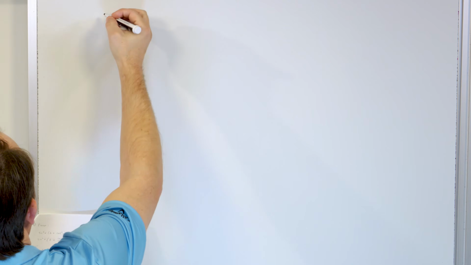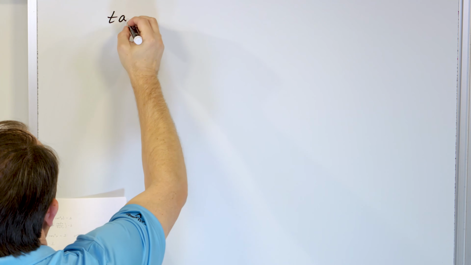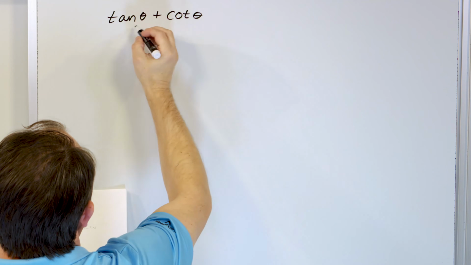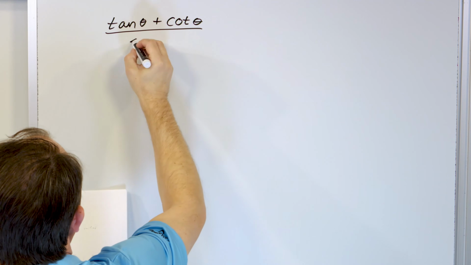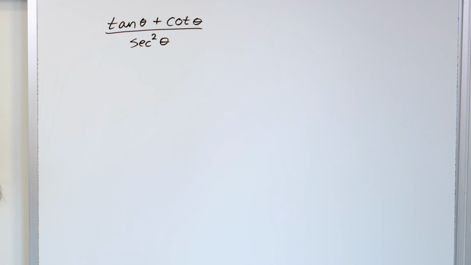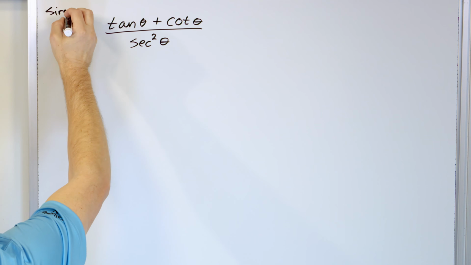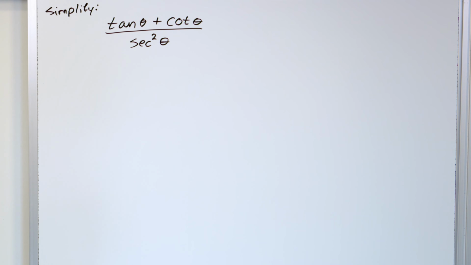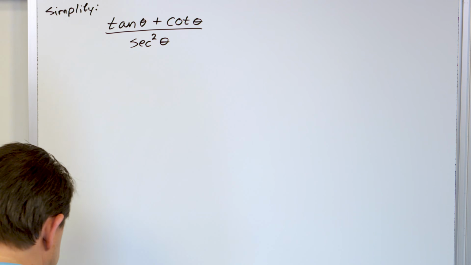Here's our very last problem. Here we have tangent of theta plus cotangent of theta, and we're going to divide all of this by secant squared theta. And what I want to do, this is not a proof. What I want you to do is simplify this. Right, this is a simplification. So I lied a little bit. It's not a proof, but it's the same sort of thing. We want to simplify this.